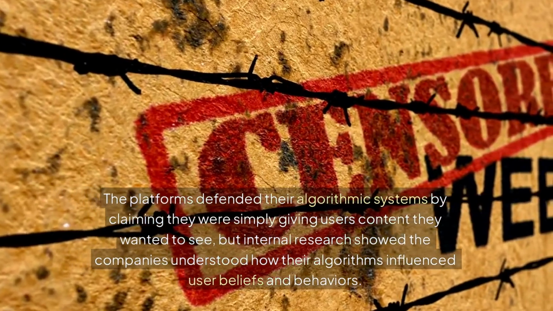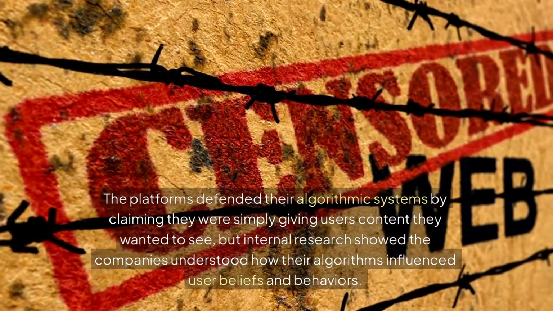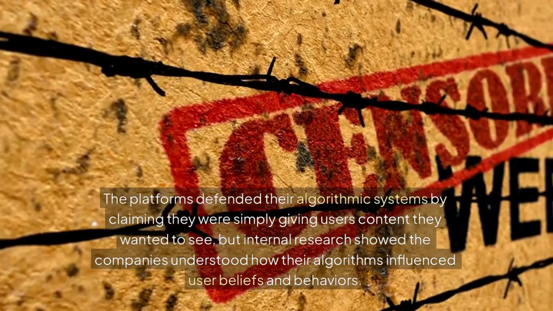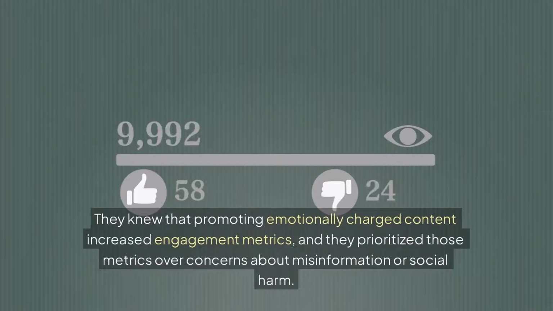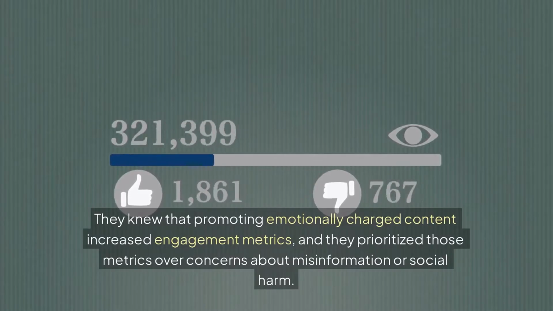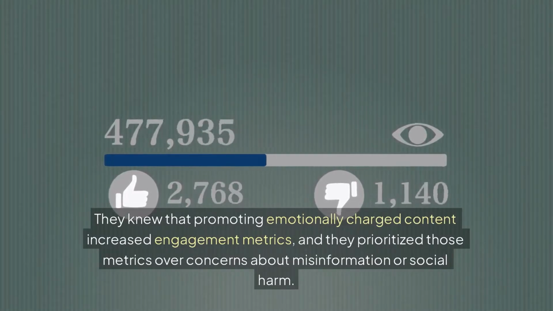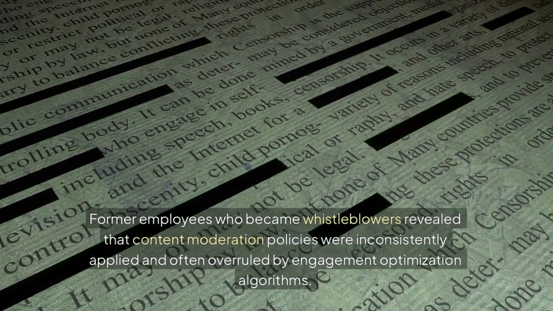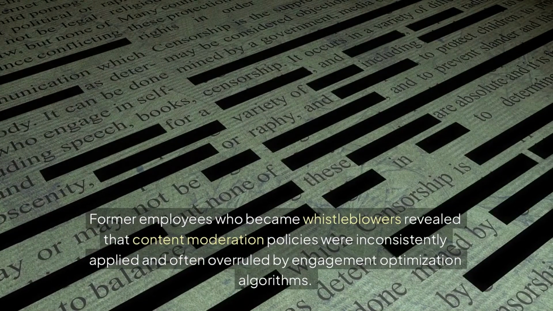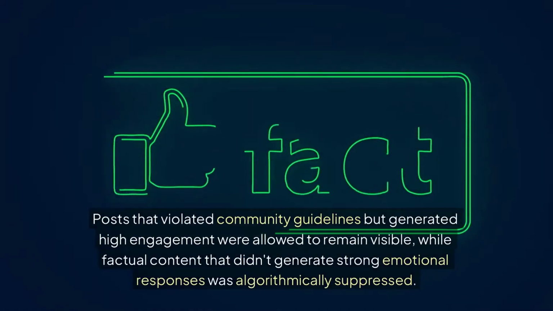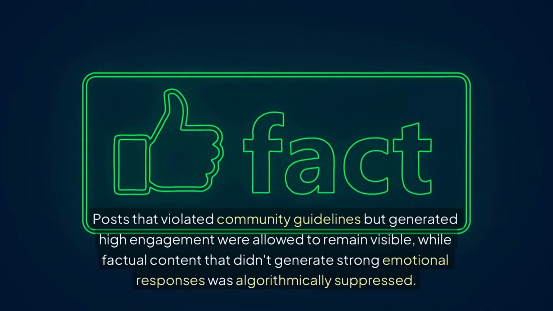The platforms defended their algorithmic systems by claiming they were simply giving users content they wanted to see, but internal research showed the companies understood how their algorithms influenced user beliefs and behaviors. They knew that promoting emotionally charged content increased engagement metrics, and they prioritized those metrics over concerns about misinformation or social harm. Former employees who became whistleblowers revealed that content moderation policies were inconsistently applied and often overruled by engagement optimization algorithms. Posts that violated community guidelines but generated high engagement were allowed to remain visible, while factual content that didn't generate strong emotional responses was algorithmically suppressed.